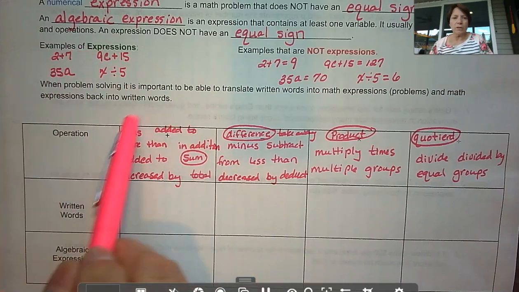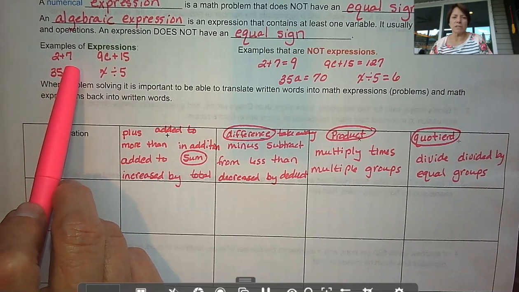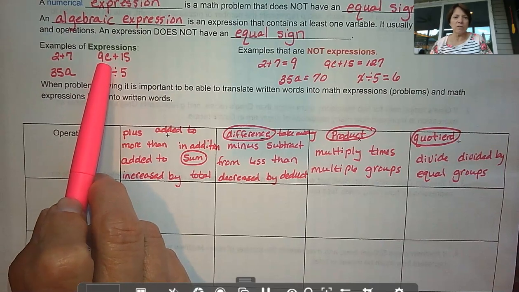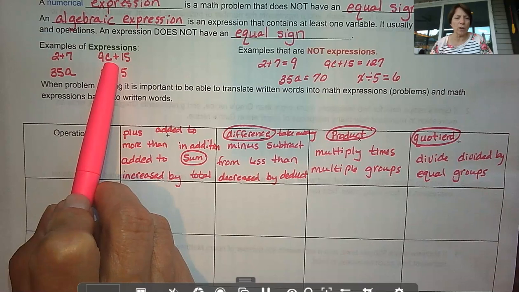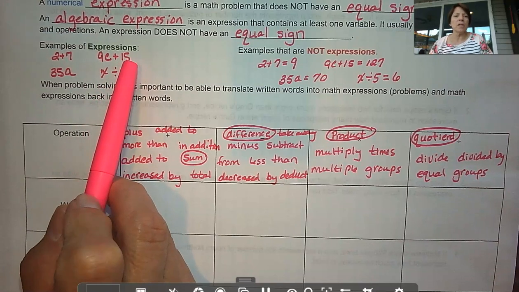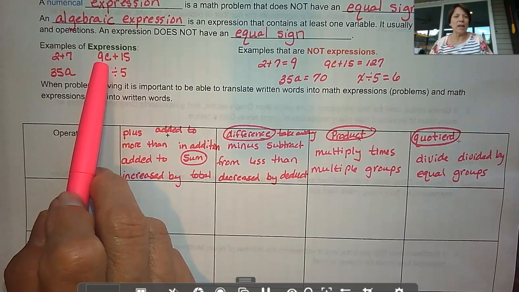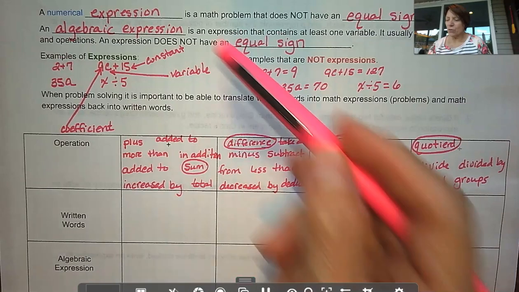So let's look down here at some examples of expressions. 2 plus 7 is an expression because it doesn't have an equal sign. 9c, this means 9 times c. Whenever you see a number and a letter together, it's a multiplication problem. Plus 15. And this is a constant because it's not a variable. This one's a variable, and the number in front of a variable is called a coefficient. Let's just go ahead and label those.